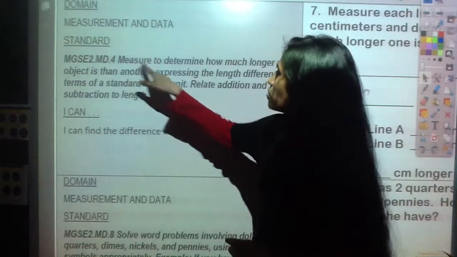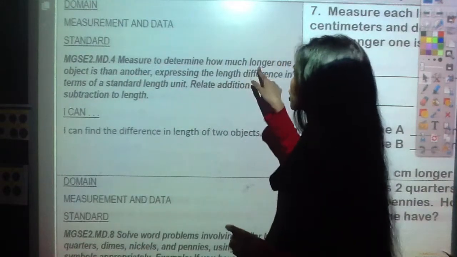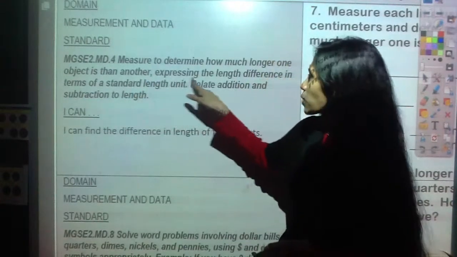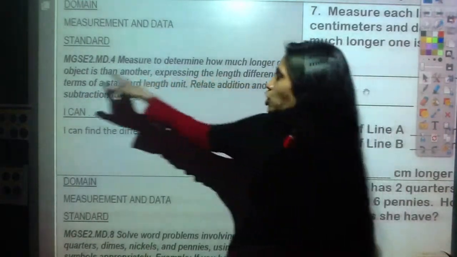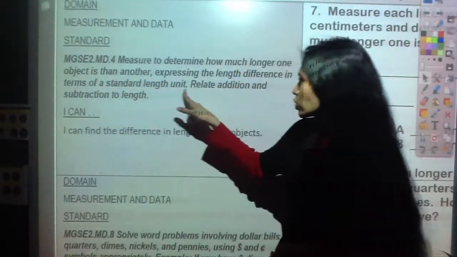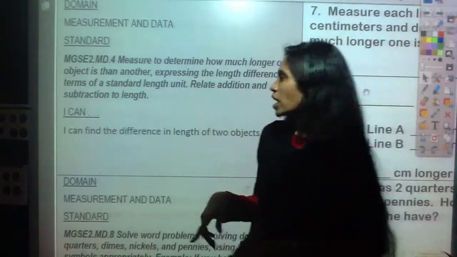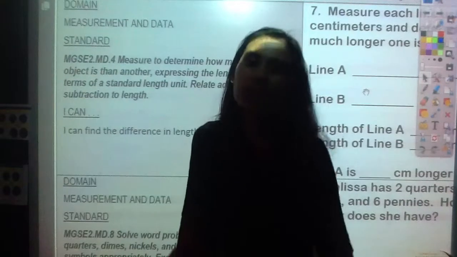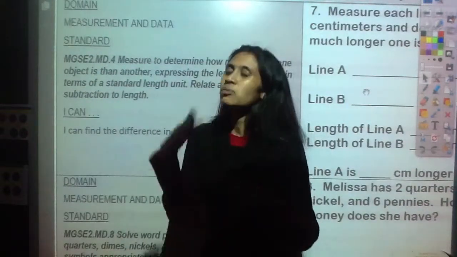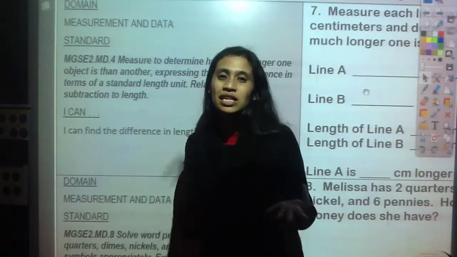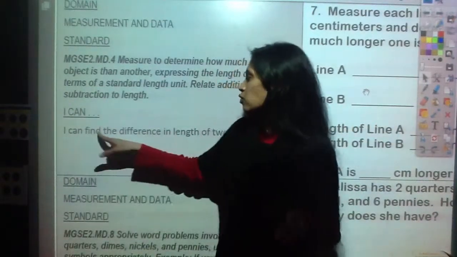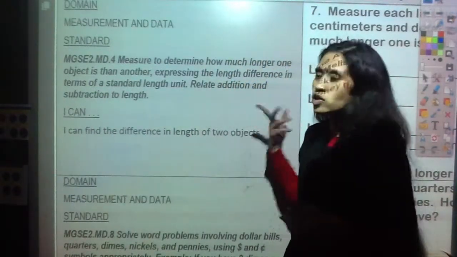MGSE2.MD.4. It says measure to determine how much longer one object is than another, expressing the length difference in terms of a standard length unit. Relate addition and subtraction to length. What does that mean? Oh my goodness. It's about measuring, it's about comparing the length. So that's easy. So if you can do this, you get to say the I can statement. I can find the difference in length of two objects.